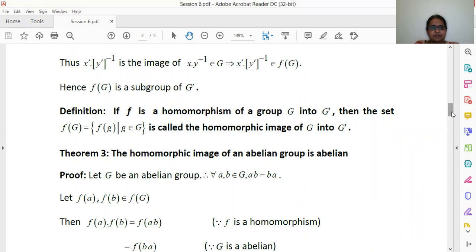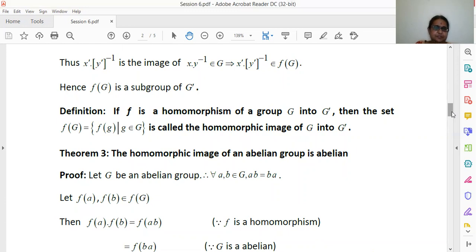Now f is a mapping from G to G dash, it is a homomorphism. That is, if dot is the binary operation for G and star is the binary operation of G dash, then for any two elements of G, f of g1 dot g2 is equal to f of g1 star f of g2. Then the set f of G is actually the image. Since f is a homomorphism, we are calling it the homomorphic image of G into G dash.